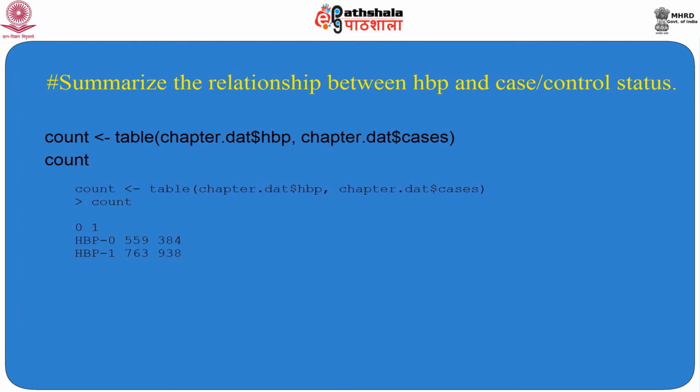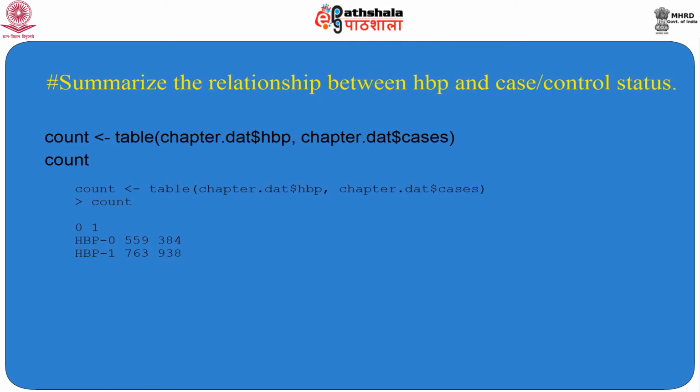So we'll go next to prepare a table from this data set. To prepare the data table about the HPV, how many had HPV and not, and how many belonged to cases and not, we use a function called table, and the output of this function is assigned to count. After table, in parenthesis, we put chapter.dat of HPV, so the variable HPV and chapter.dat of cases is considered.